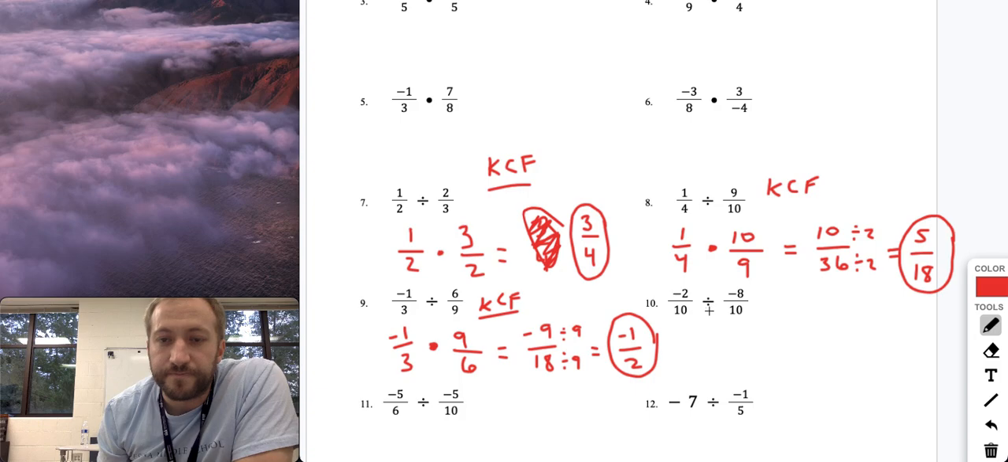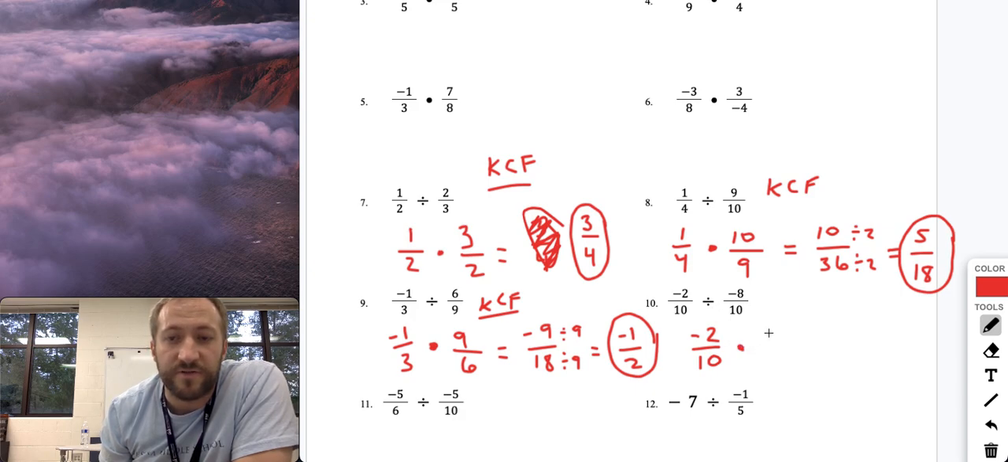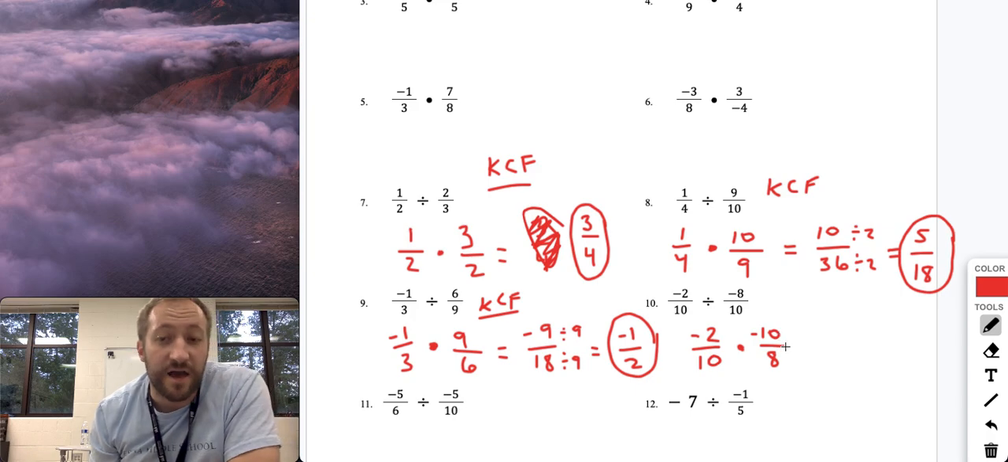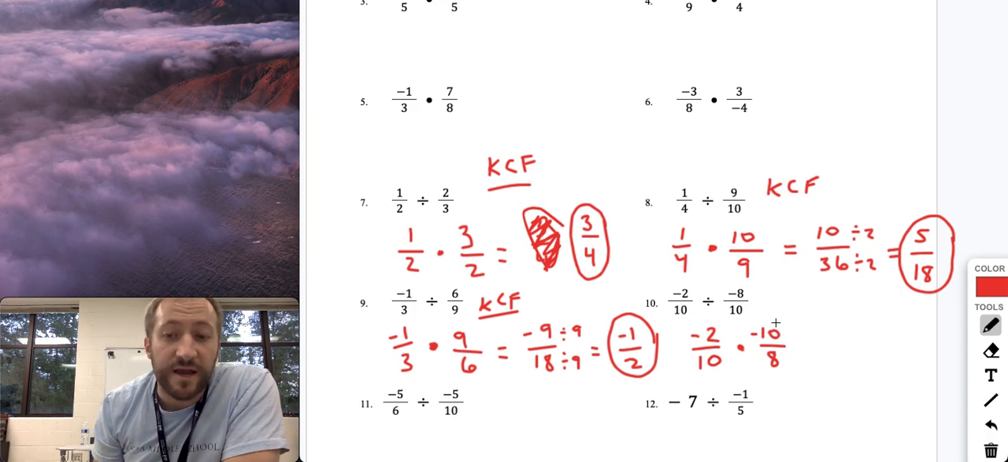Let's look at this one. Another division problem. I'm going to change it to a multiplication problem. The first fraction stays the exact same. Division becomes multiplication. I'm going to find the reciprocal of the second fraction. So negative 8 over 10 is now negative 10 over 8. Now, this is how I always do it because I always keep the negative sign in the numerator. Even when I find the reciprocal, I still keep the negative sign in the numerator.